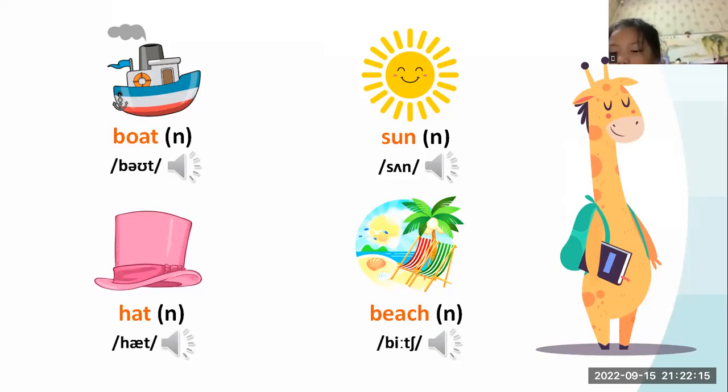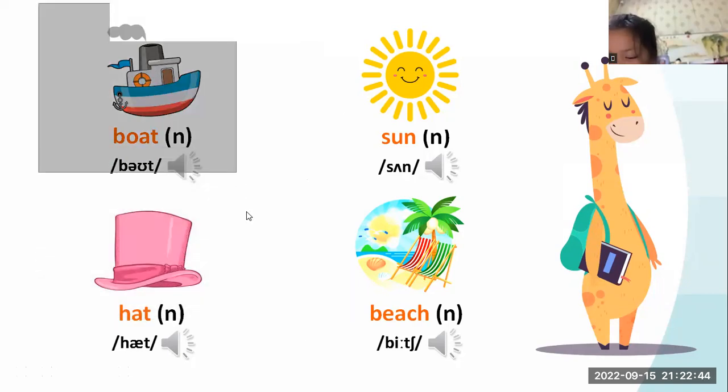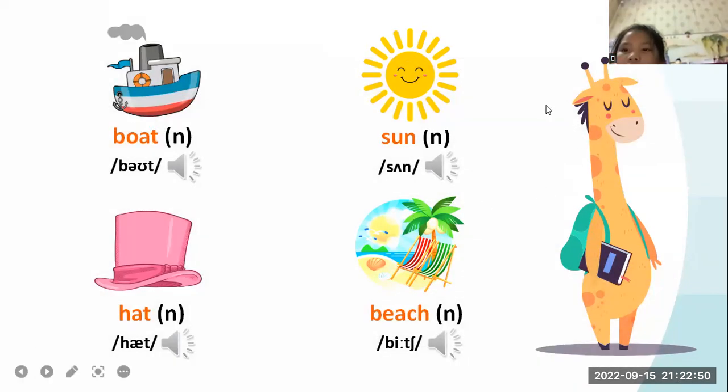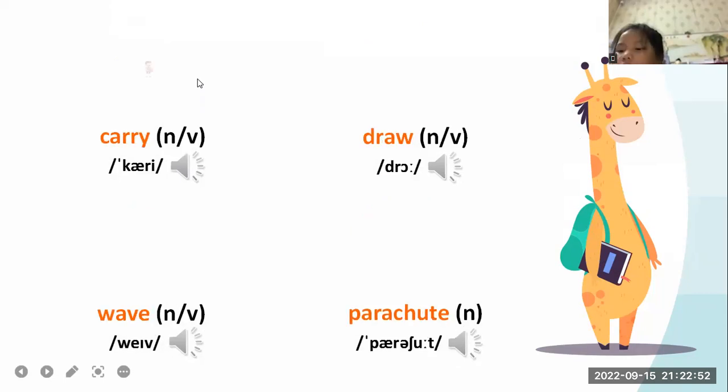Very good. Do you like going to the beach? Yes. What do you usually do at the beach? I swim in the beach. Okay, very good. So now can you please read all the words we have? Boat, sun, hat, beach. Great job. Next we have here carry.